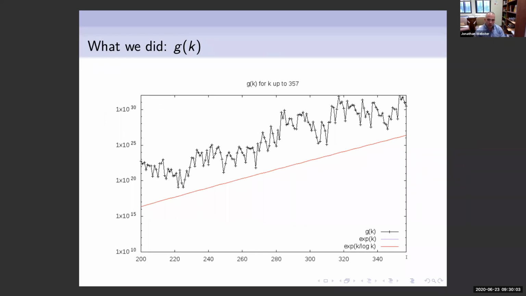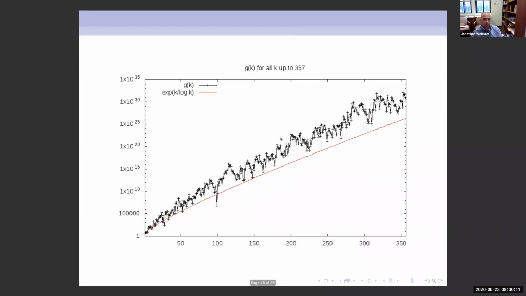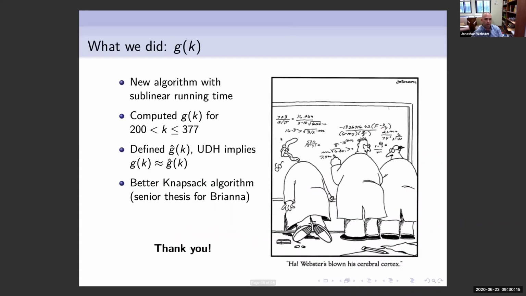So here's more G of K with the higher values. Again, we still see G of K behaves very chaotically. So to summarize, we have an algorithm to compute G of K that is sublinear. We've computed up to G of 377. We believe that our approximating function is a very good approximation of G of K.